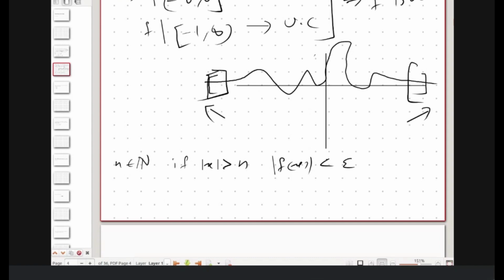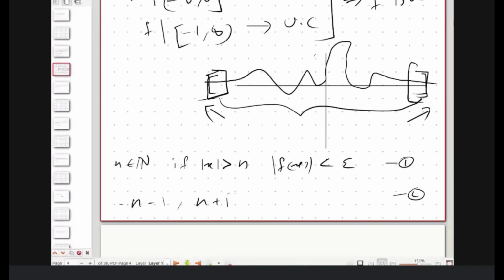Inside, I'm taking another closed set, a closed and bounded interval, say minus n minus 1 to n plus 1. I can consider this closed interval, and I know that if I have a continuous function on a closed and bounded interval, the function is uniformly continuous. Is that fine? So here the function is uniformly continuous, and outside, as it is less than epsilon, whatever x and y I take, I don't have a problem.